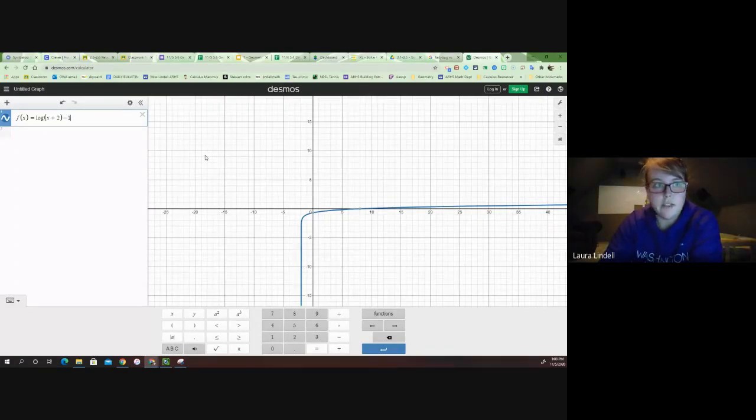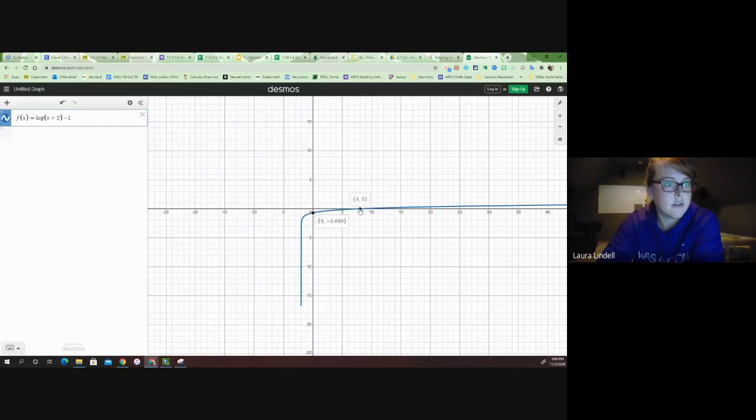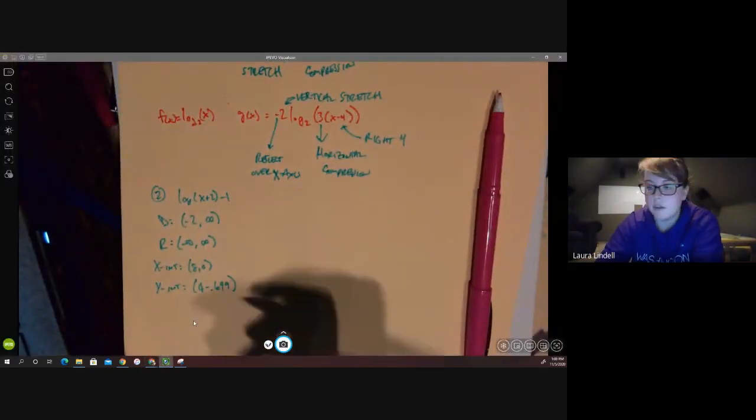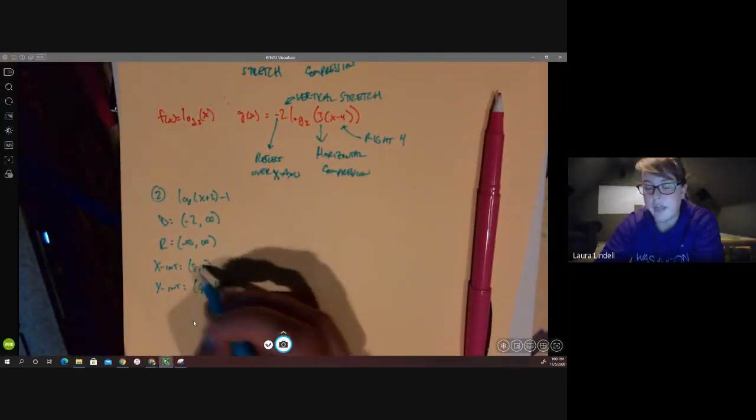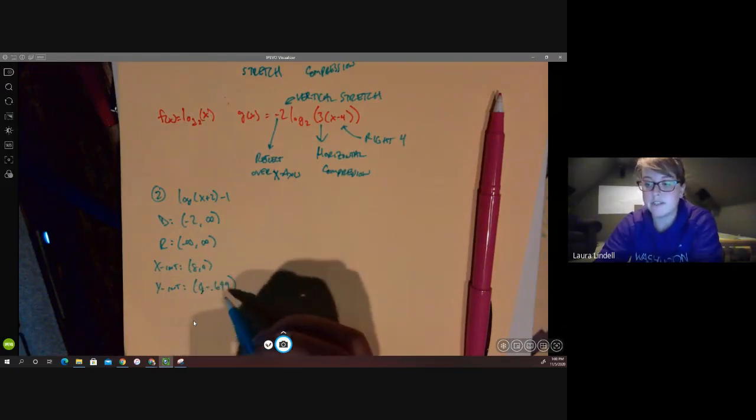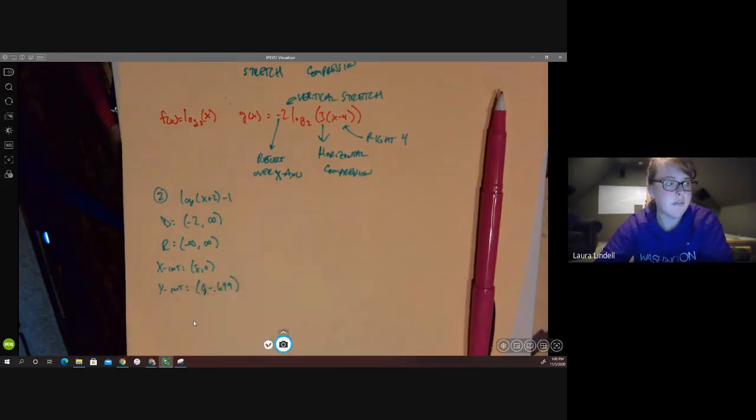And then we also needed the x or y intercept. In this case, we have both. The x intercept is 8, 0. The y intercept is 0, -0.699. And those you can find just by clicking on them in Desmos. You could also just say 8 for the x-intercept or -0.699 for the y-intercept, because it's kind of implied that the other value is 0 in both of those.